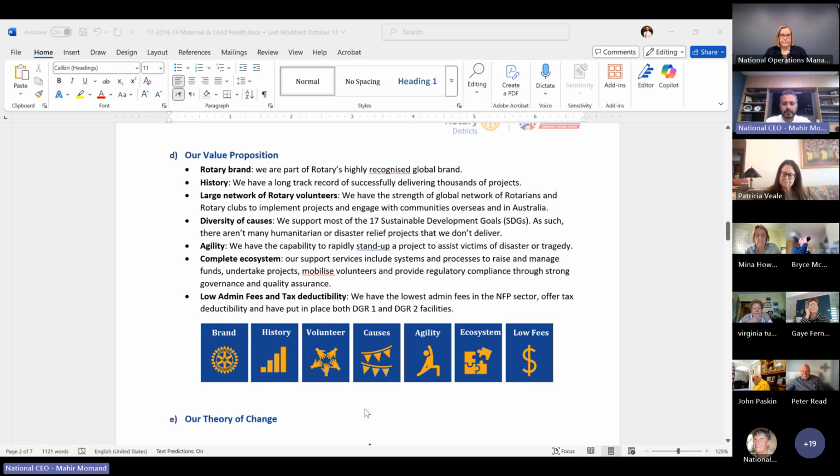And then the value proposition of RAWCS as an organization is that it's part of the Rotary family, part of the Rotary brand, that we have a long history of 60 years, that we have a large network of Rotary volunteers, being yourselves, that we have diversity of causes, that we are quite agile. We can stand up a project very, very quickly and deliver on it, that we have a complete ecosystem within the organization. For example, we have Rotarians Against Malaria. We have Rotary Australia repurposing equipment. And oftentimes we collaborate to make things happen for a particular project.